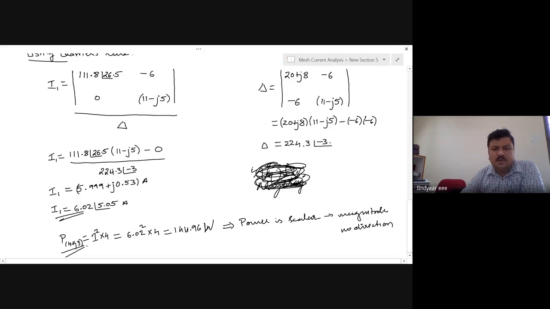You should keep that in mind. Now, what happens if you calculate power in a complex form, which many people will do? When I ask you to find the power, you will simply do I square, 6.02 at an angle of 5.05, squared, into the resistance. You will get that again at some angle. If you keep the answer in angle or complex form for power, it is understood that you have not understood the AC circuit. And you will lose more marks for that question.